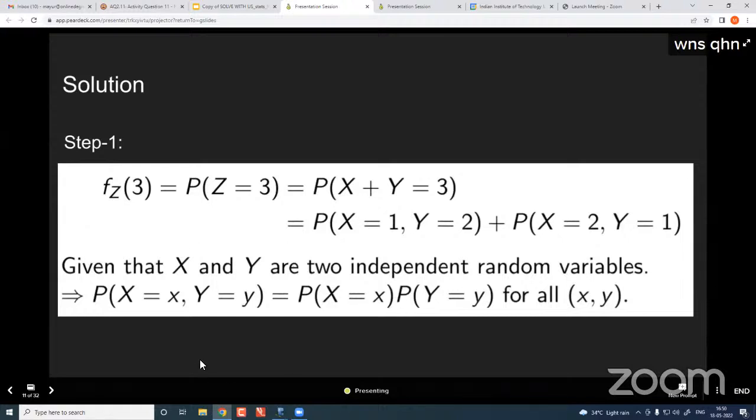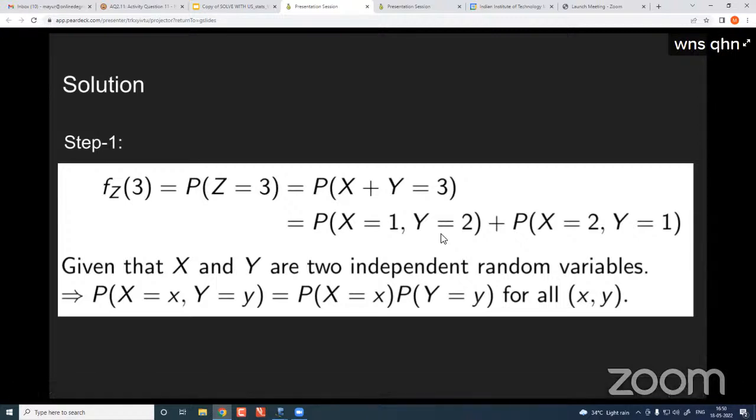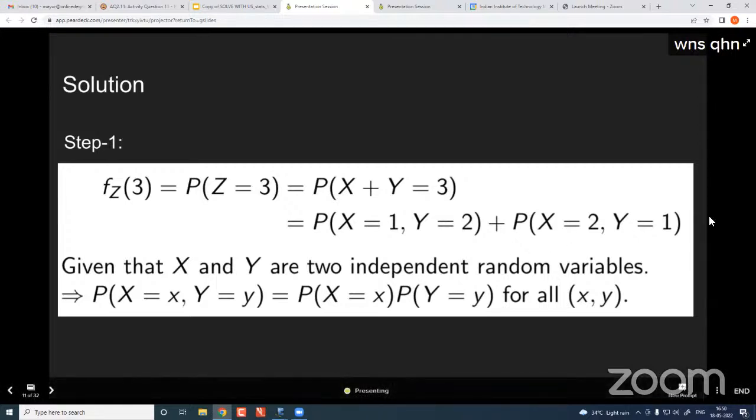This is the joint density, and if they are independent, then I can write the probability that X equals 1, Y equals 2 as the probability that X equals 1 times the probability that Y equals 2. Similarly, the probability that X equals 2 times the probability that Y equals 1.